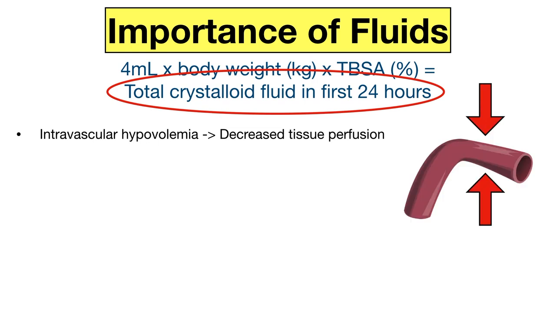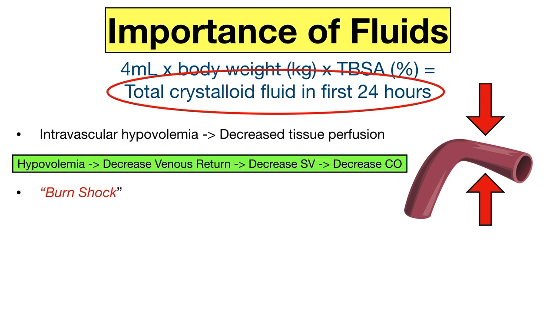The body will try to increase vascular resistance by constricting blood vessels in order to maintain tissue perfusion. The increased vascular resistance mixed with worsening hypovolemia can lead to worsening tissue perfusion, known as burn shock. Not to mention cardiac output can also decrease from the hypovolemia. Hypovolemia can decrease venous return to the heart, which can decrease stroke volume, which can decrease cardiac output.